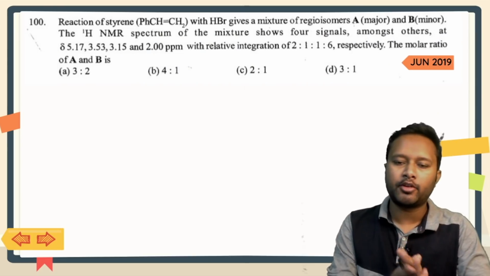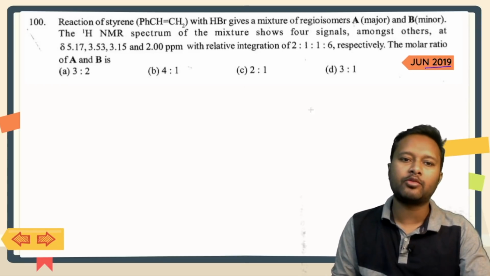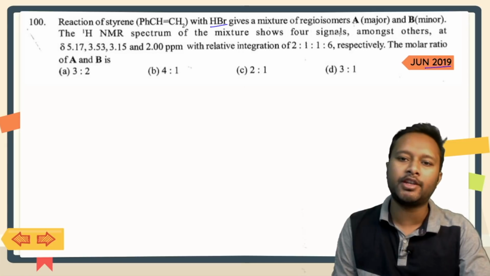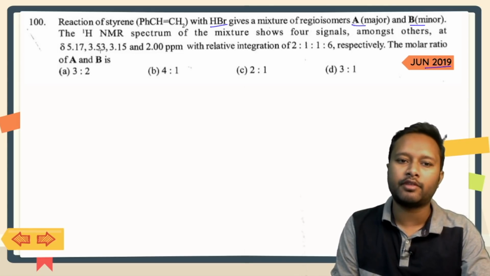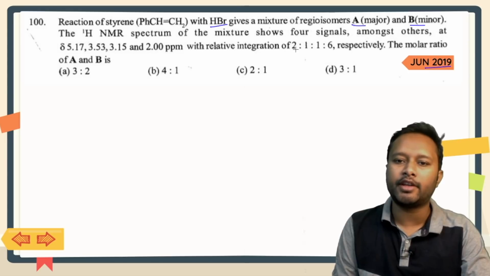Alright guys, let's look at this particular question which was asked in the CSIR June 2019 exam. The question says that the reaction of styrene, which is PhCH=CH2, with HBr gives you a mixture of regioisomers A and B, where A is major and B is minor. The proton NMR spectrum of the mixture shows 4 signals at 5.17, 3.53, 3.15 and 2.0 ppm with the relative integration of 2:1:1:6. That's the value given to you. The molar ratio of A and B is being asked.